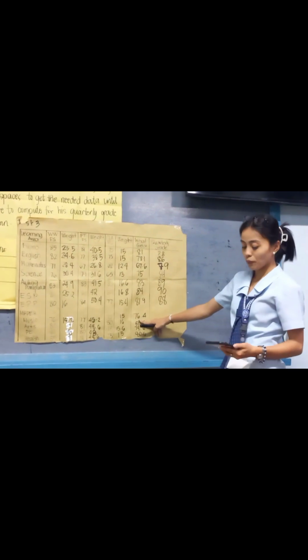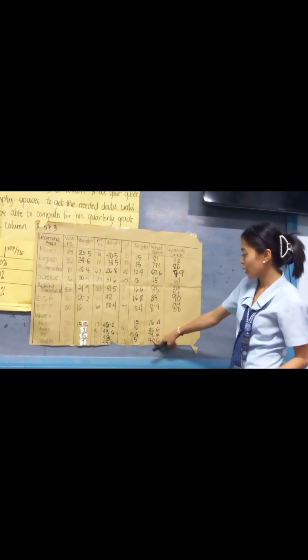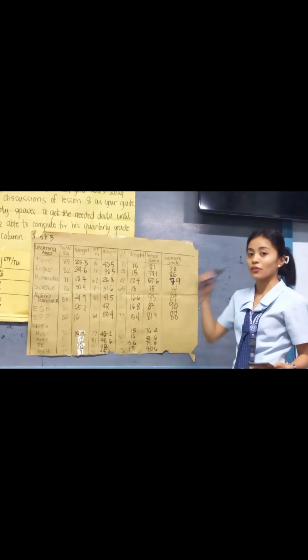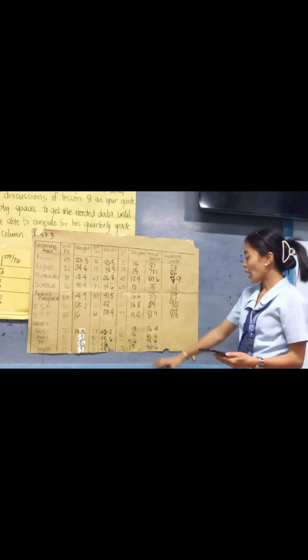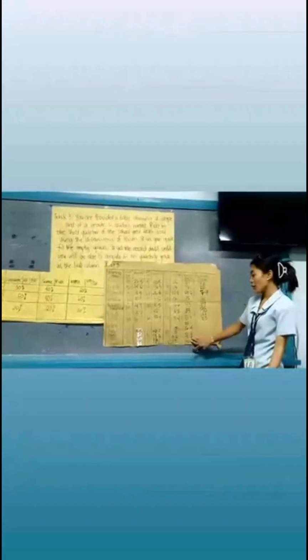So the total here is 322.6. So we're going to divide it by 4. So 322.6 is equal to 318.2, so we're going to divide it by 4. 318.2 divided by 4 is equal to 79.55.